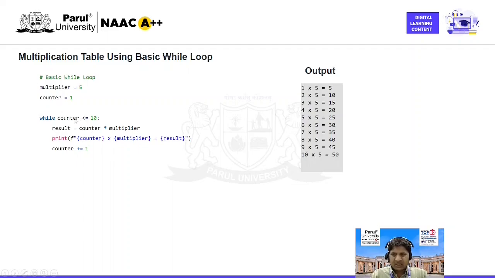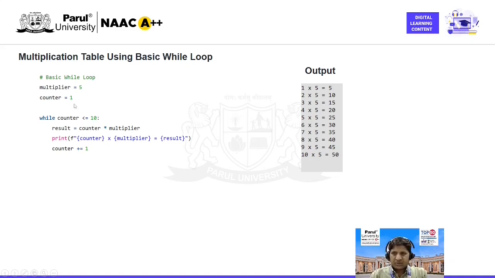It means 11 is less than or equal to 10? No. The given condition is false. Then the result is not printed and you can see the table. But in this example, we take multiplier and counter as fixed.